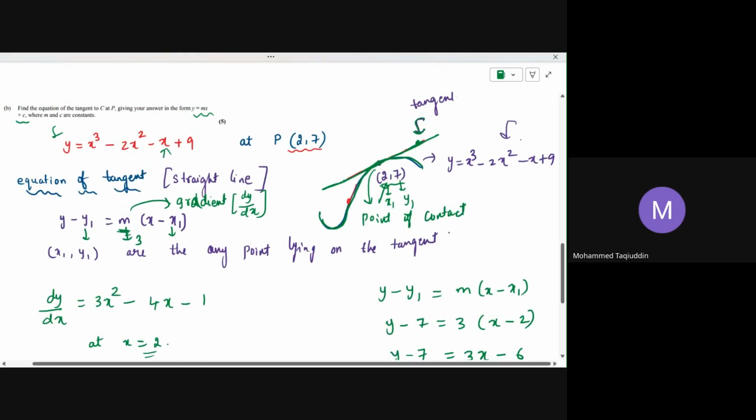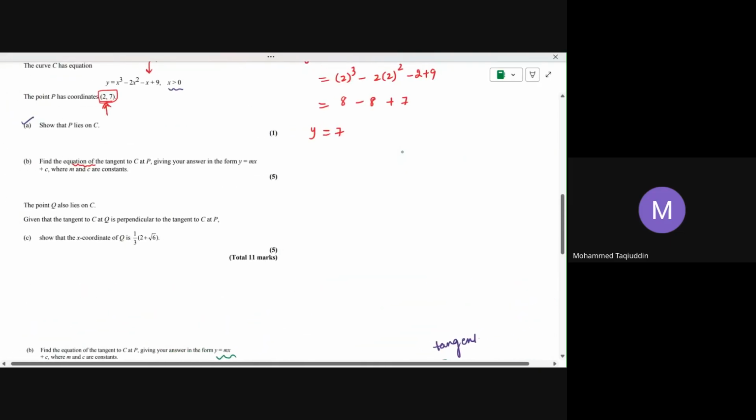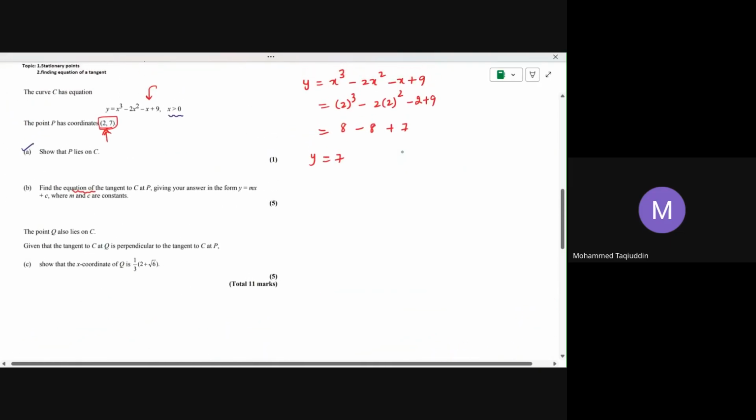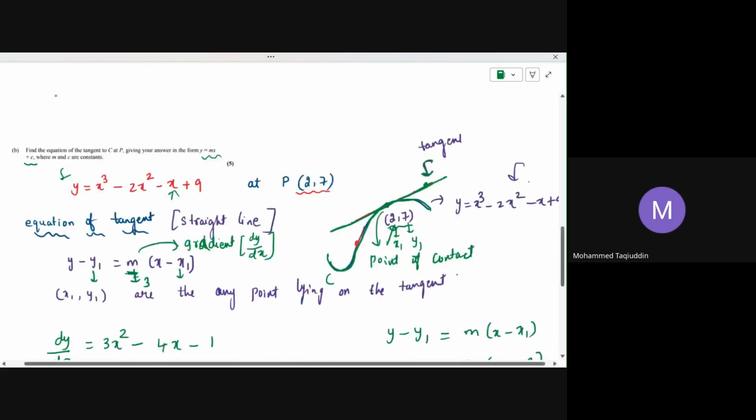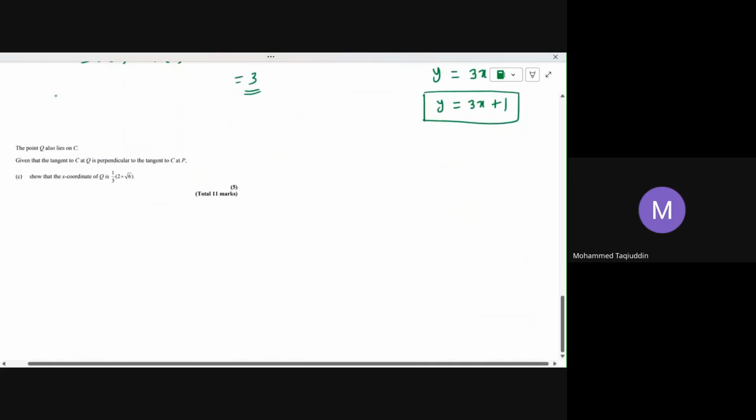Okay, so this is C. The name of this curve is C. That's not given by me. It's given in the question itself, the curve C. So the point Q also lies on C. I don't know where it lies. So given that the tangent to C at Q is perpendicular to the tangent to C at P.